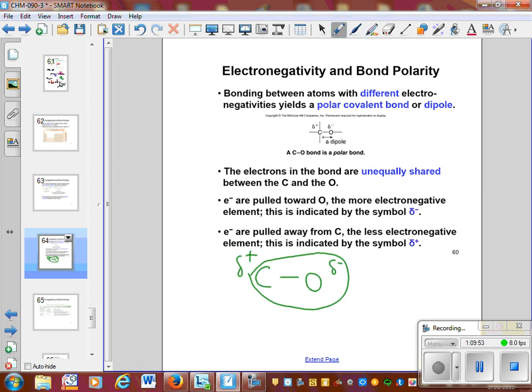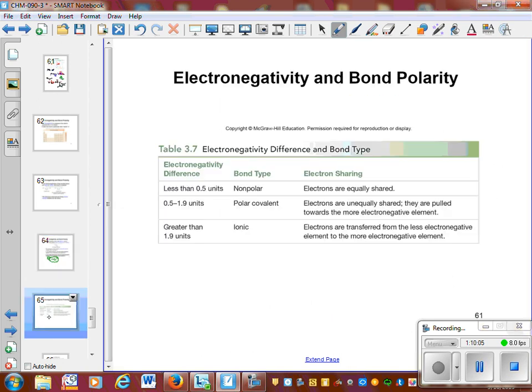If you look at the electronegativity differences, remember I showed you a little video, ionic or covalent? We talked about electronegativity differences. If it's less than 0.5, it's considered nonpolar. If it's 0.5 to 1.9, the bond is polar. They still share. If it's greater than 1.9, that's an ionic bond. It just transfers.